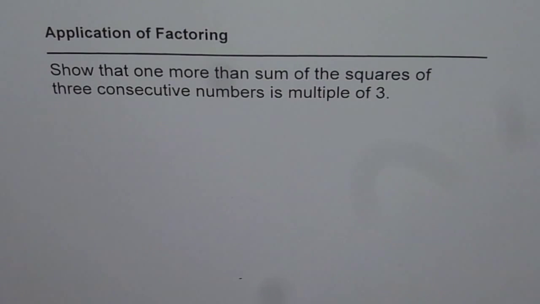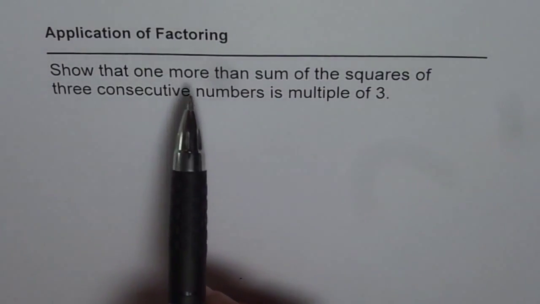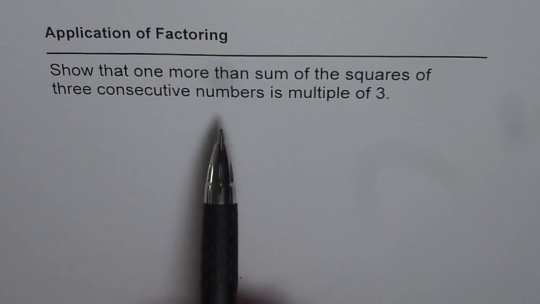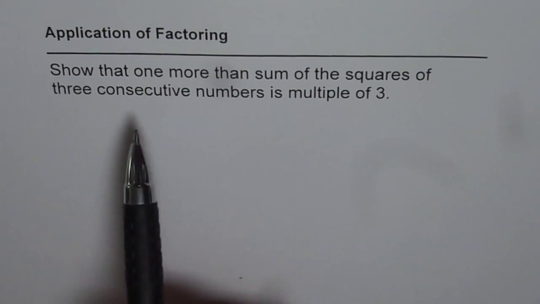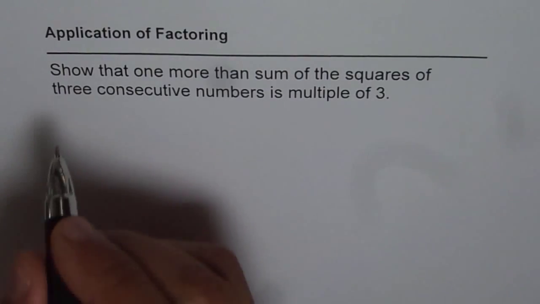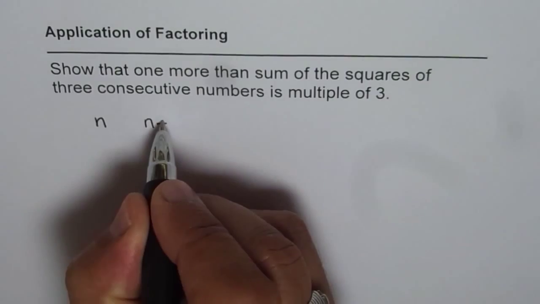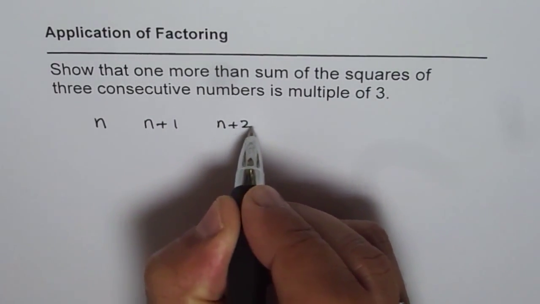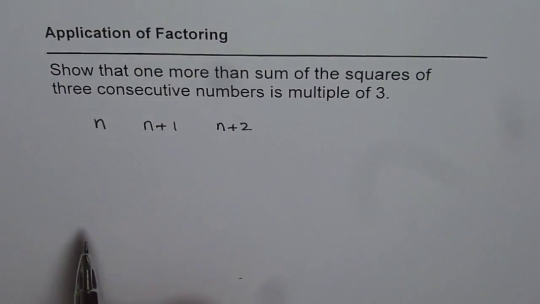Now let us write the equation for the given statement. The statement is, show that 1 more than the sum of squares of 3 consecutive numbers is a multiple of 3. Now what are consecutive numbers? Well, if one number is n, then n plus 1 will be the next number and n plus 2 will be the next number. So these three numbers will be consecutive numbers.